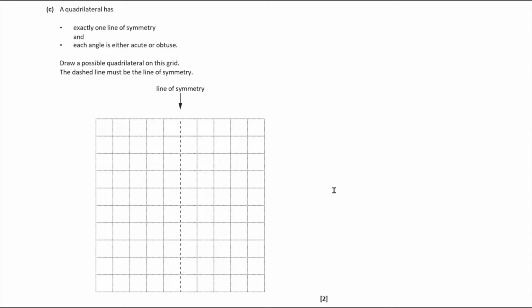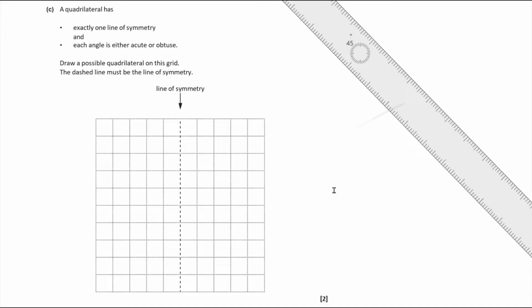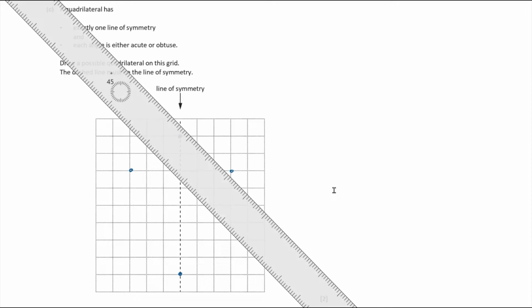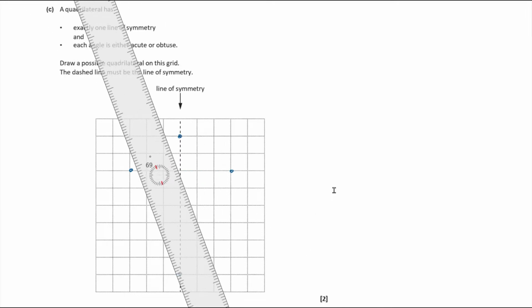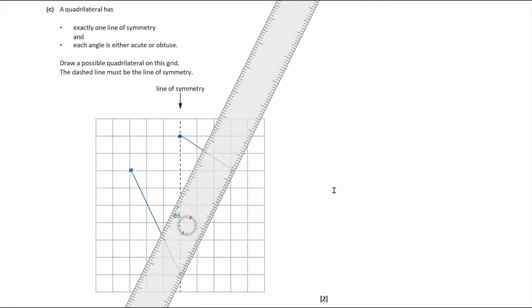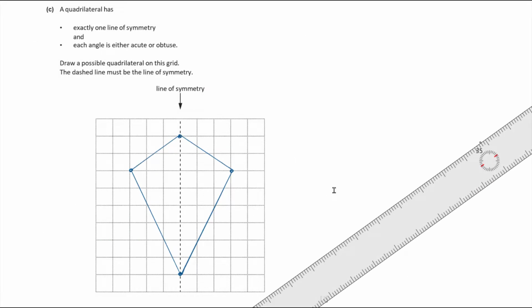Okay, so it's got exactly one line of symmetry. So I'm thinking probably the easiest thing to draw here would be a kite, because kites have one line of symmetry, don't they? So if I picked a point here and then maybe went down to here and then a longer side at the bottom, maybe down to here, look, that would have one line of symmetry. Okay, so yeah, it definitely has one line of symmetry running down the middle.